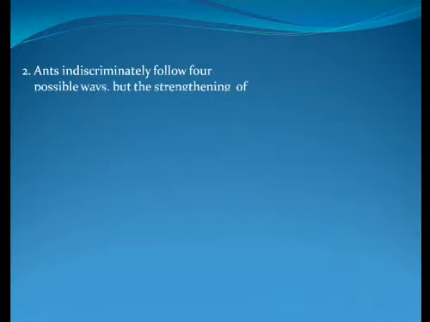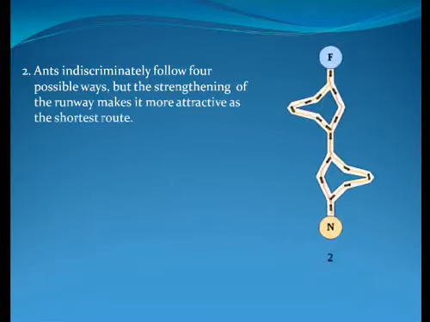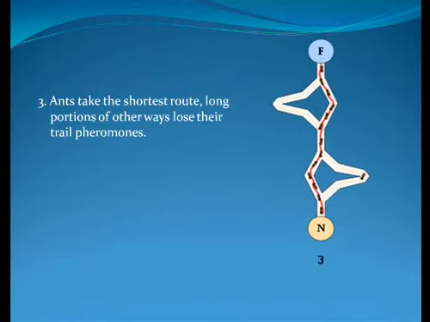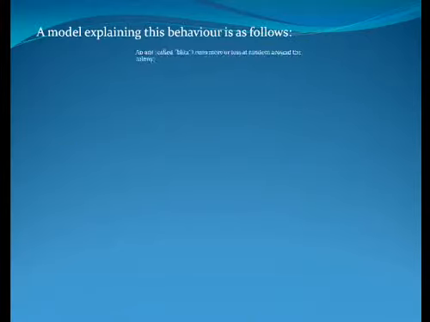This figure shows how ants indiscriminately follow 4 possible ways, but the strengthening of the runway makes it more attractive as the shortest route. Finally, ants take the shortest route. Long portions of other ways lose their trail pheromones. A model explaining this behavior is as follows.